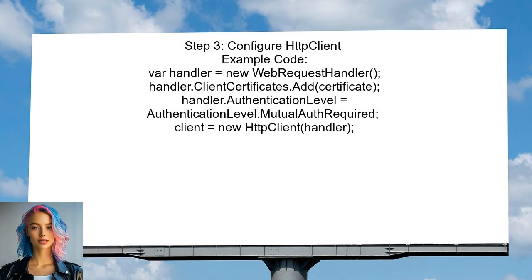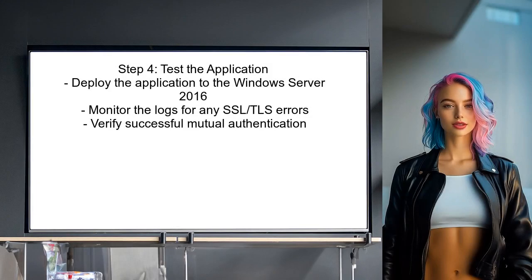After loading the certificate, the user needs to ensure that the HTTP client is configured correctly. This includes setting the authentication level to mutual authentication. Finally, the user should test the application in the production environment to confirm that the mutual authentication works as expected without needing to import the certificate into the store.